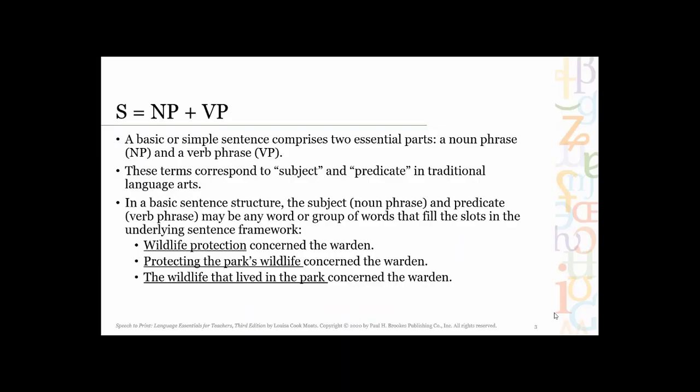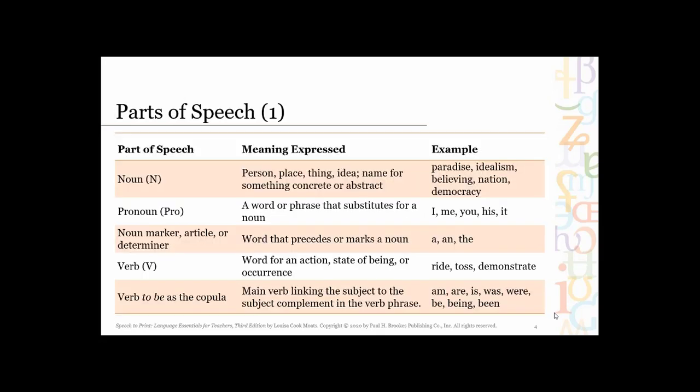A basic or simple sentence is comprised of two essential parts: a noun phrase, often abbreviated to NP, and a verb phrase, abbreviated to VP. These terms correspond to subject and predicate in traditional language arts. In a basic sentence structure, the subject or noun phrase and predicate or verb phrase may be any word or group of words that fill the slots in the underlying sentence framework, as you can see in the examples. Let's take a look at parts of speech and some examples.